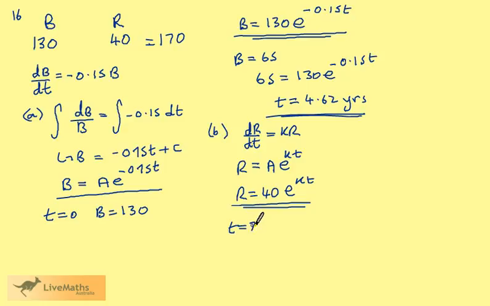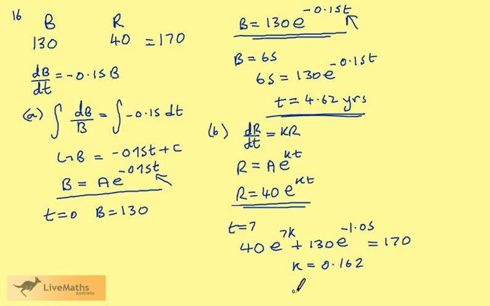When t is 7, we must have that 40 e to the 7k, substituting t is 7 in here, plus 130 e to the negative 1.05, putting t is 7 into this equation with the 130 there, is equal to 170. Again, solve, and we find that k is 0.162. So that's 16.2% growth.